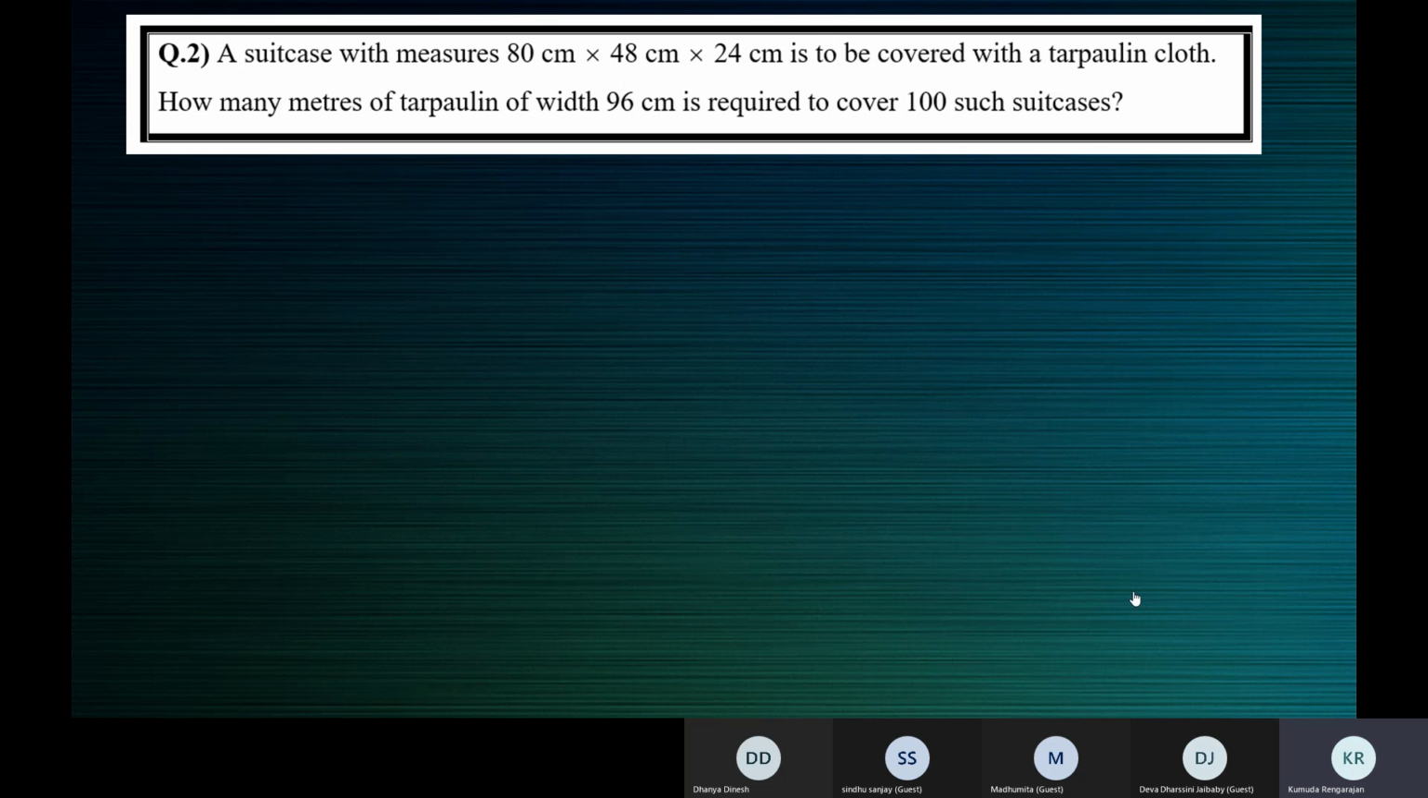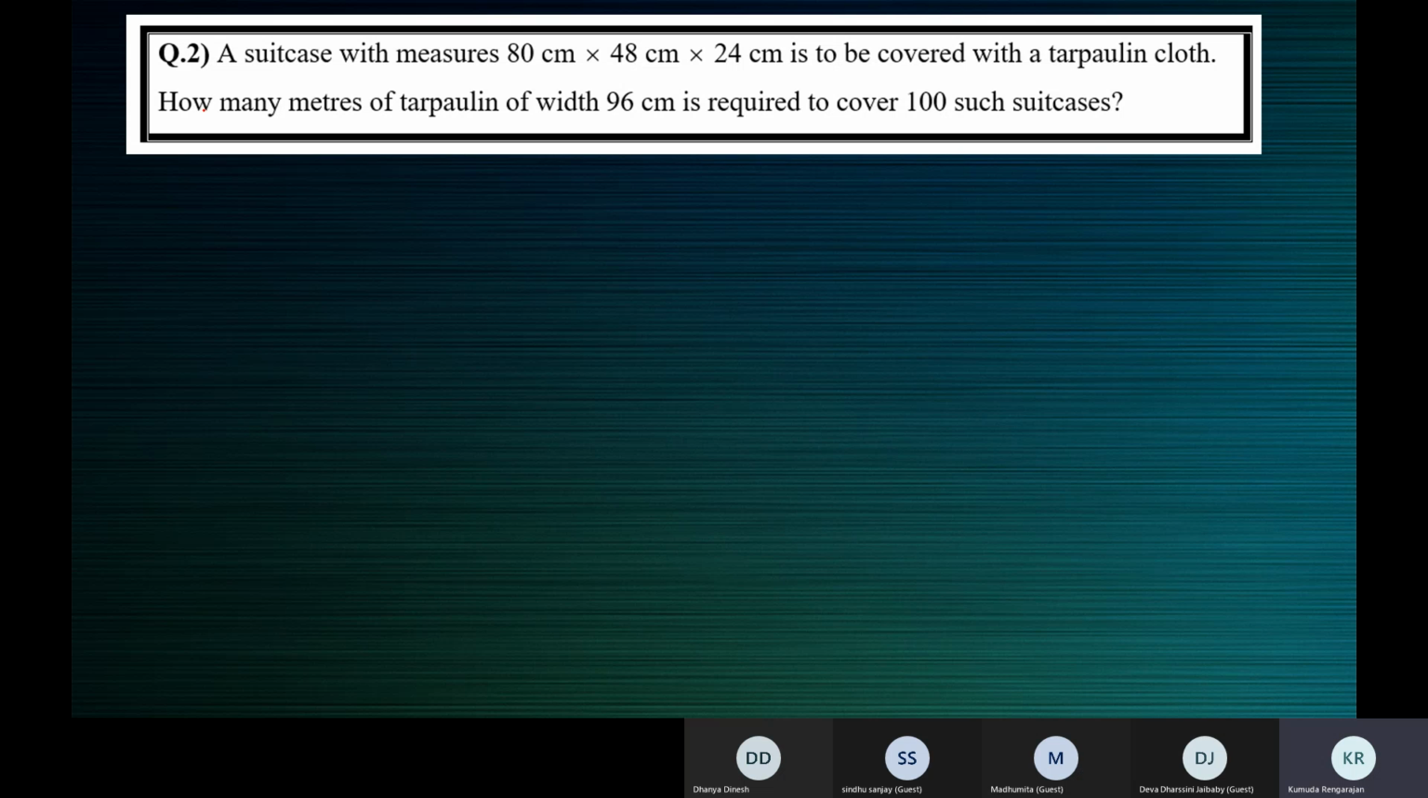Tarpaulin is a material like canvas. These are tougher materials. Now you need to cover the suitcase with a tarpaulin cloth. The question is, in the market, this tarpaulin cloth is sold where the width of the cloth is 96 centimeters. How many meters of tarpaulin of width 96 centimeters is required to cover 100 such suitcases?